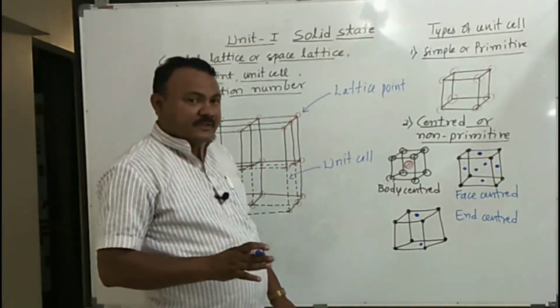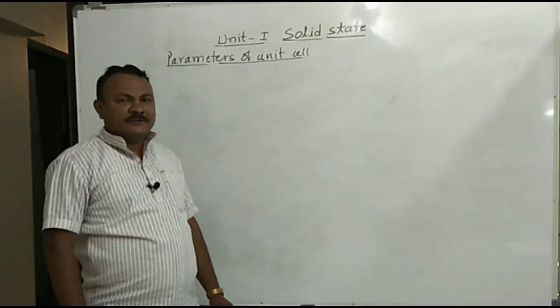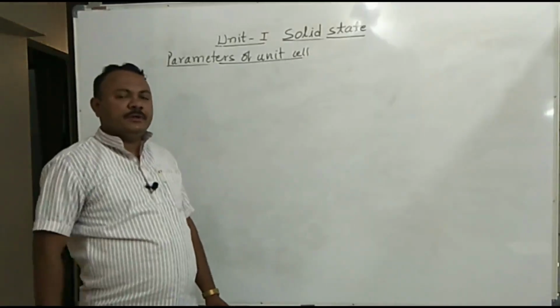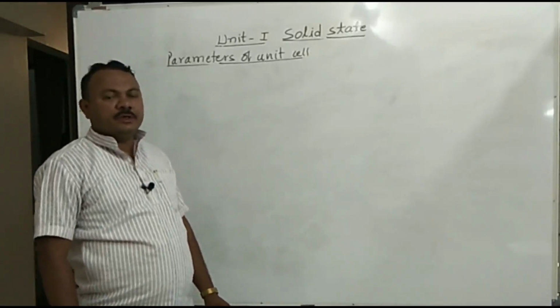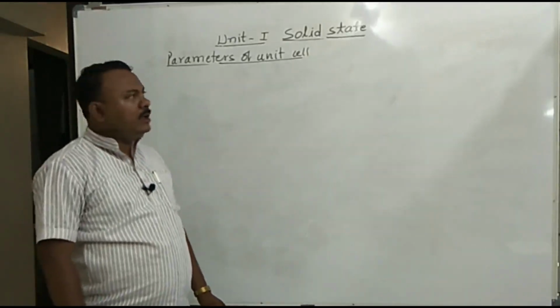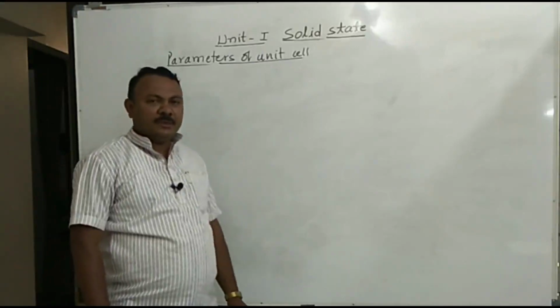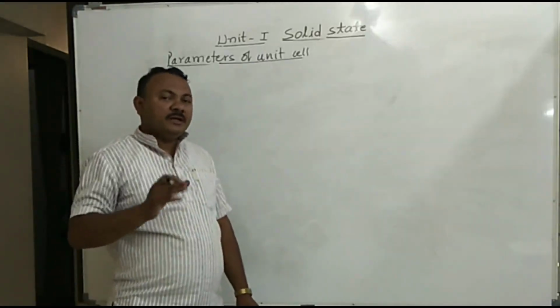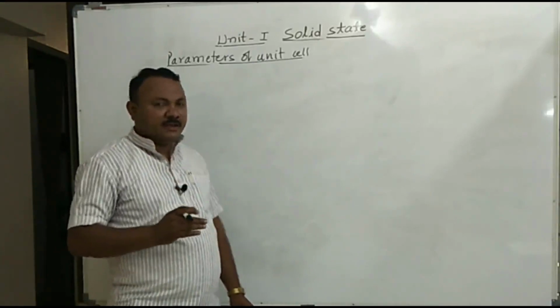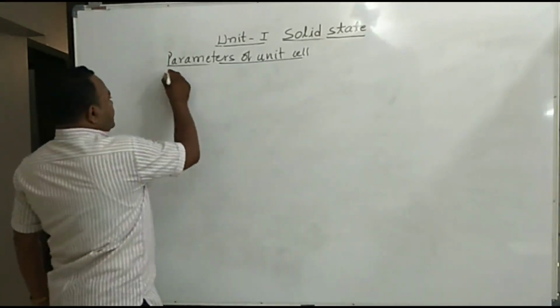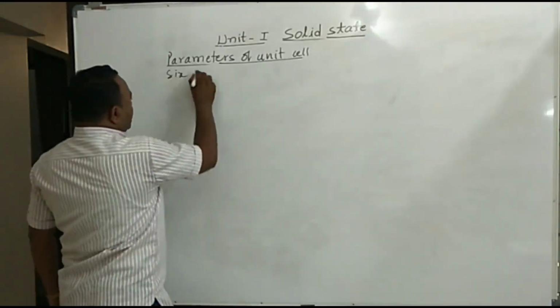Okay, after learning about the crystal lattice, lattice point, unit cell, coordination number, and types of unit cell, we are to concentrate next on parameters of unit cell. A unit cell is characterized by 6 parameters. So we have 6 parameters for a unit cell.